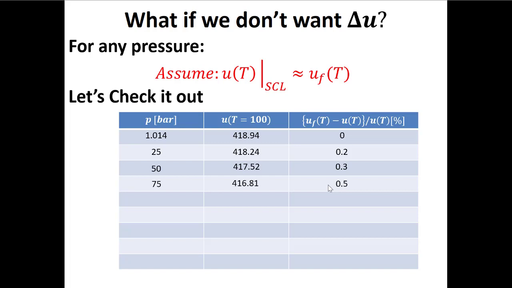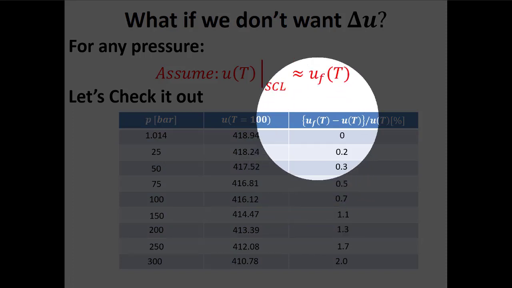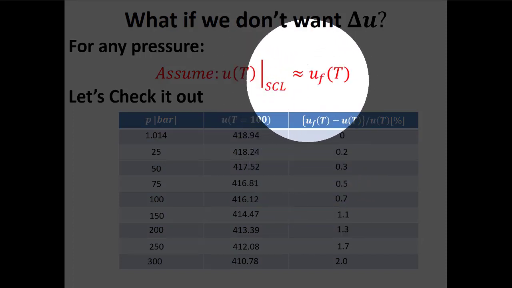At 75 bar, I'm off by 0.5%. 100 bar, 0.7%. 150, just over 1%. 200 bar, just over 1%. 250, approaching 2%. 300 bar, right? So this is like a 300-fold increase in the pressure, and our uncertainty went from 0% to 2%. So if you're trying to find the specific internal energy of a liquid and you want a very accurate answer, this is a pretty good way to go about doing it without doing double interpolation.